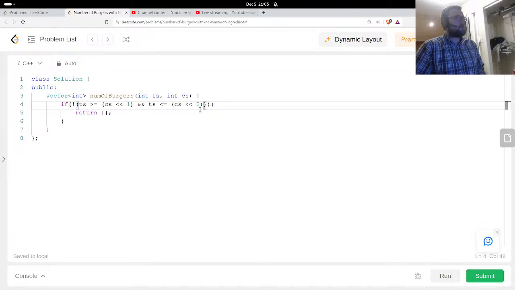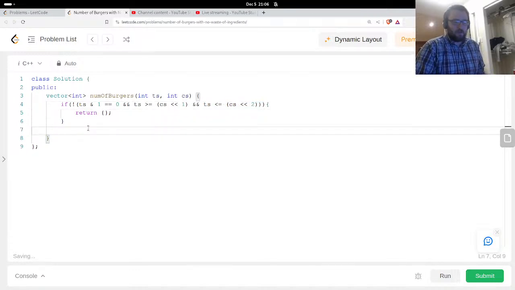So there's one more detail. It's got to be modulo 2. So it's got to be mod 2. It's got to be even. It's got to be greater than or equal to 2 times CS and less than or equal to 4 times CS. And if it is, then we can just figure out, do some quick math here.